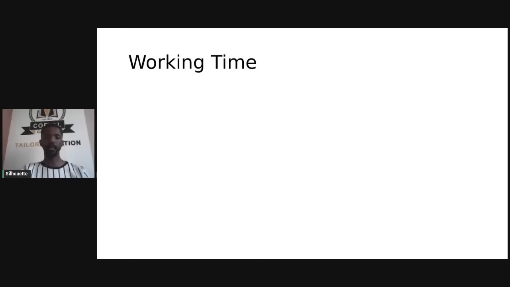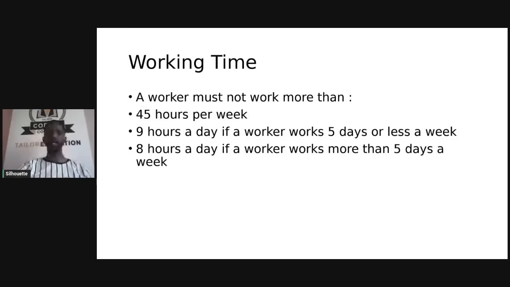And then we look at what is contained within the act. The first is working time. So a worker must not work more than 45 hours a week. And then if they are working for 5 days a week or less, they must work for 9 hours a day. And if they're working for more than 5 days a week, they're going to have 8 hours a day in terms of their workplace.